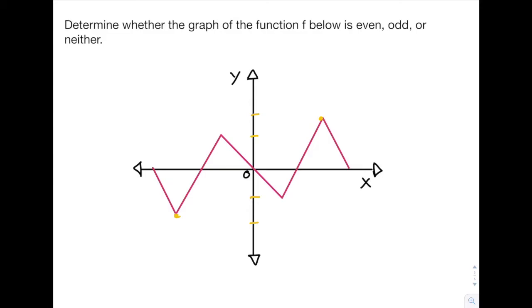Now, in general, we'll be giving more specific graphs than this. This is just a drawn-up graph that I put together. But you can tell by inspection that since this has symmetry about the origin, f is odd. Since it has symmetry about the origin.